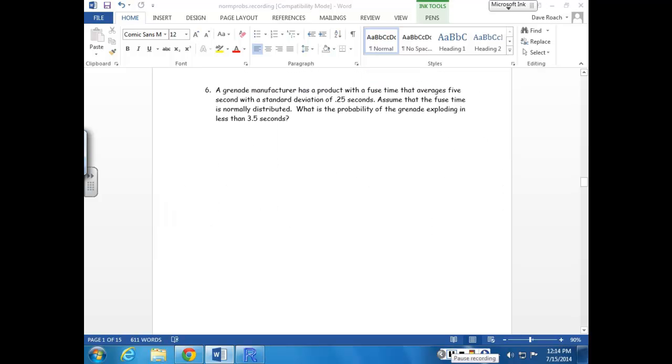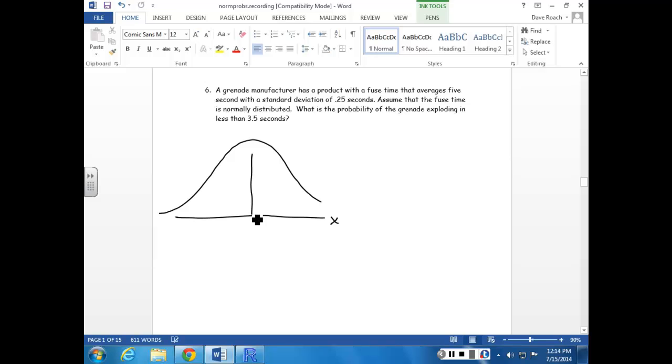Okay, so on number 6, we have grenades exploding, and on average, the fuse time is 5 seconds, and we have a standard deviation of 0.25. And we want to know less than 3.5. So I'm going to draw that here. And I'm hoping this doesn't occur very frequently, because it might just take me 3.5 seconds to throw it and get under a rock. So I hope that's a small number.